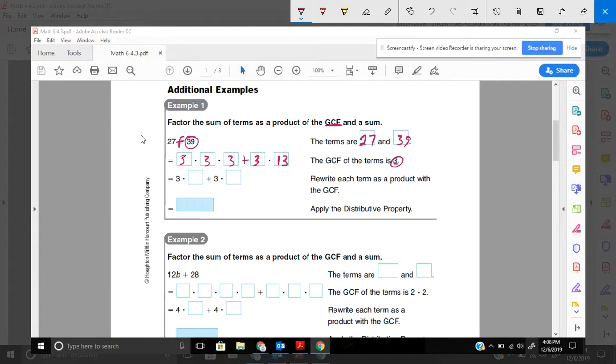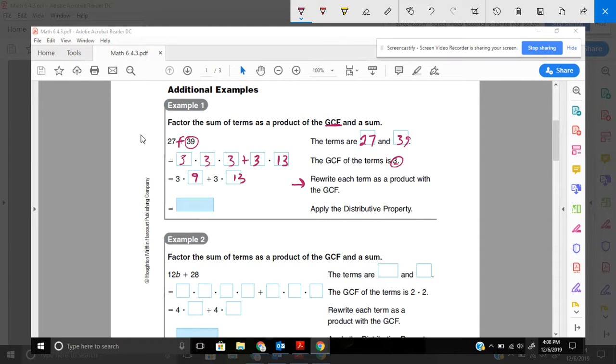So if I were to rewrite each term as a product with the greatest common factor, the greatest common factor we determined is 3. And 3 times what number is 27? That would be 9. Plus 3 times what number is 39? Well, 13.